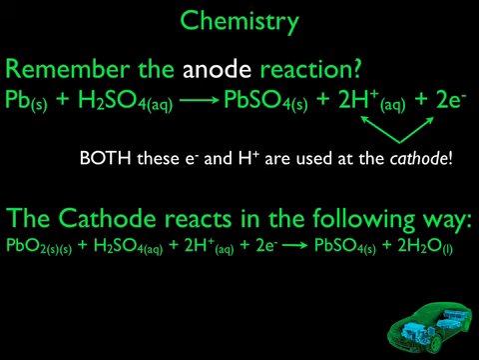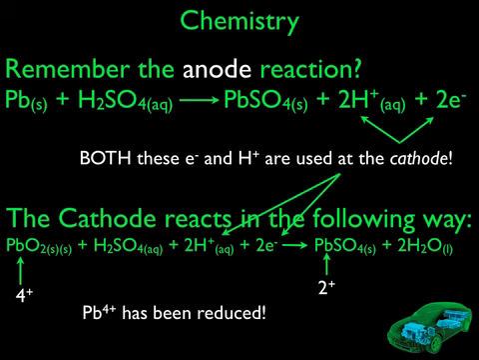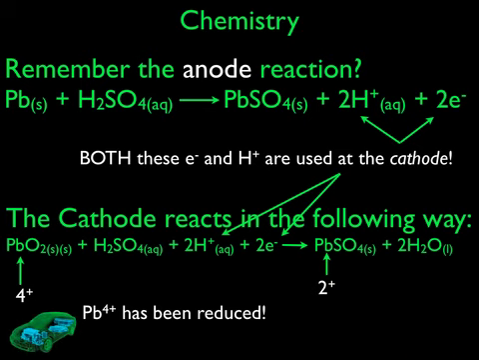Let's take a look. The cathode is lead oxide, see it on the left. It's added to sulfuric acid in the presence of the 2 hydrogen ions and 2 electrons that came from the anode, and it forms lead sulfate and 2 water molecules. It's fairly straightforward. We can see that lead 4+ has become lead 2+. Therefore, the lead metal has been reduced. Once that reduction takes place, the car starts.